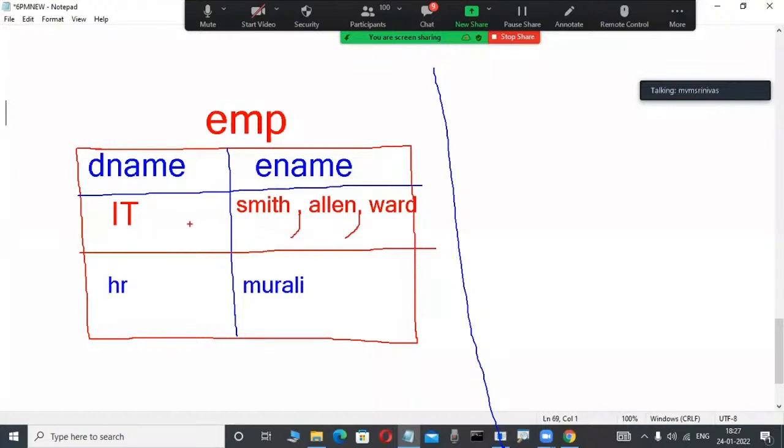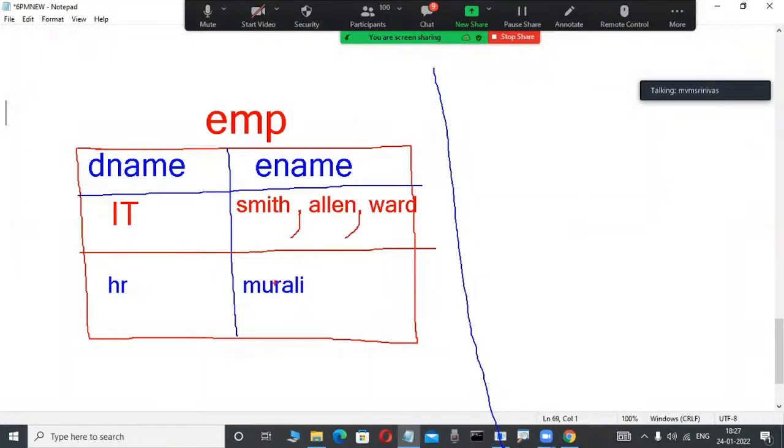Why? Because in any relational data model product, data is represented in the format of a table, and tables also follow some rules. What is that? In this table, this is a cell, this is another cell, and this is another cell. But every cell has a single value. Here IT is a single value, there is no problem. HR is a single value, Murali is a single value, no problem.